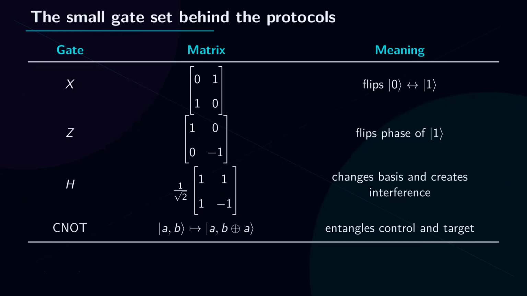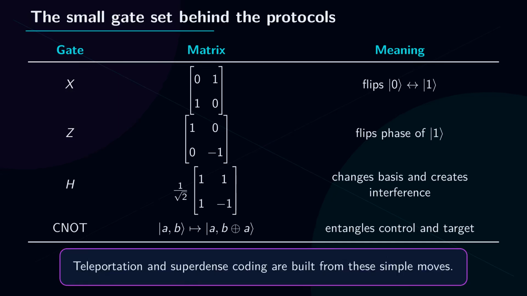Only a few gates are needed for today's protocols. The X gate flips ket 0 and ket 1. The Z gate flips the phase of ket 1. The Hadamard gate changes basis and creates interference. The controlled NOT gate flips a target qubit when the control qubit is 1. These simple gates are enough to create Bell states, run teleportation, and perform superdense coding. The lesson is important. Quantum protocols are not mysterious because the gates are complicated.